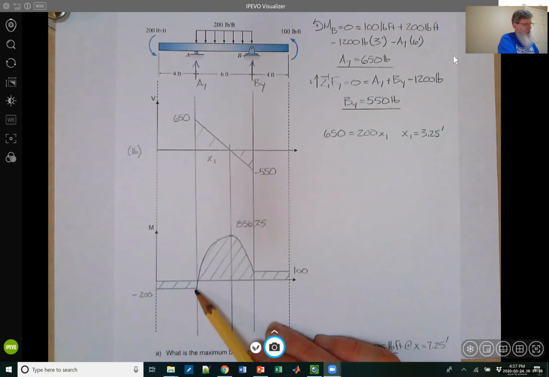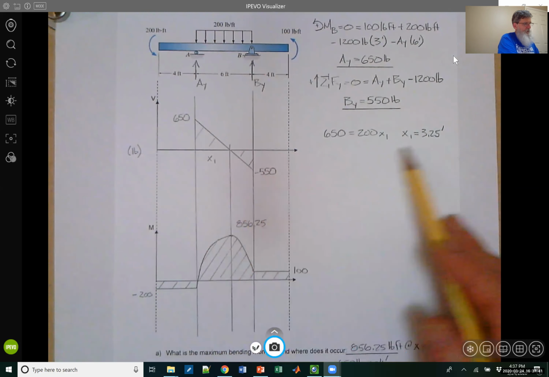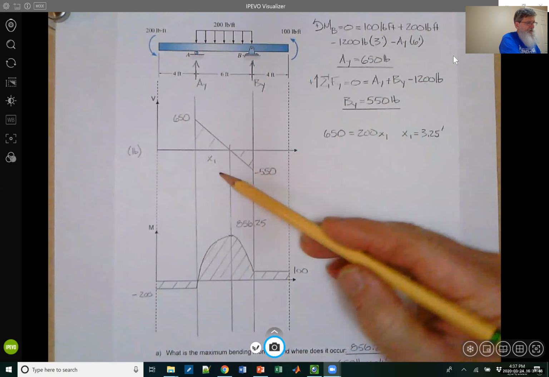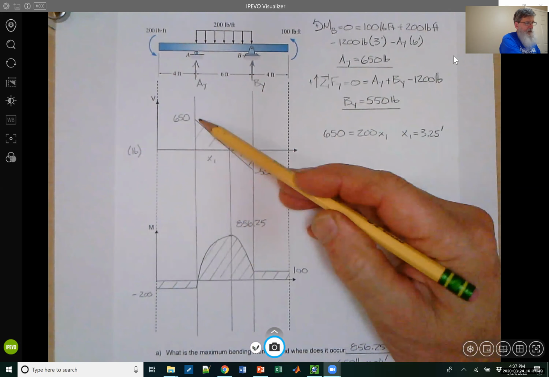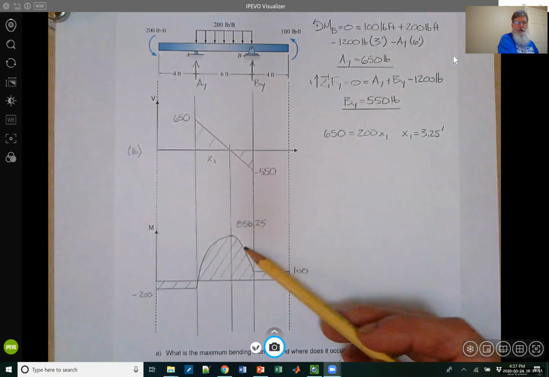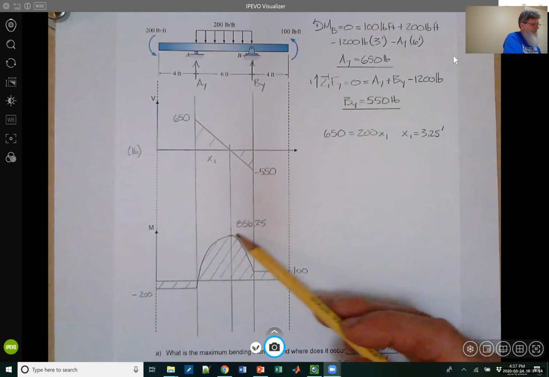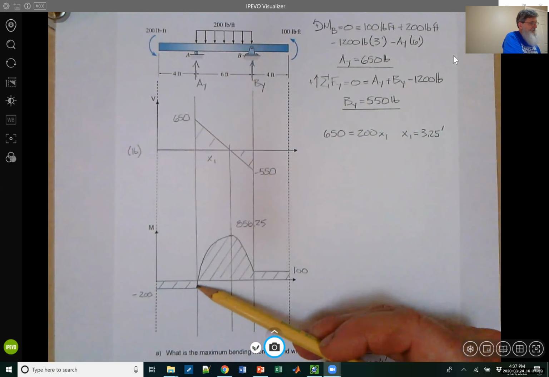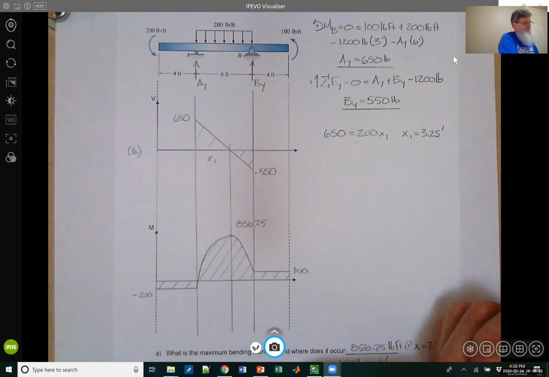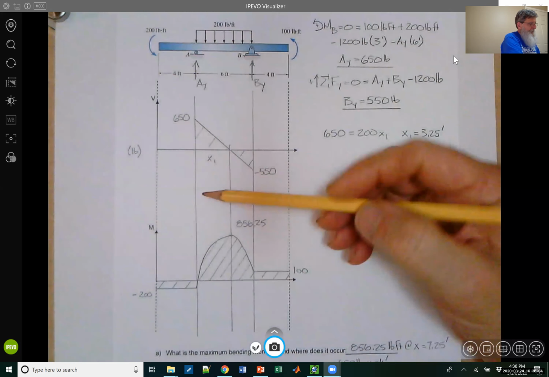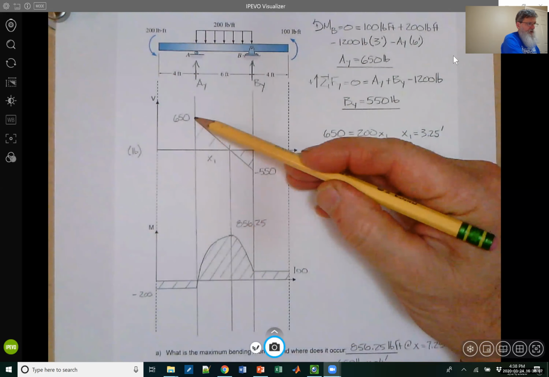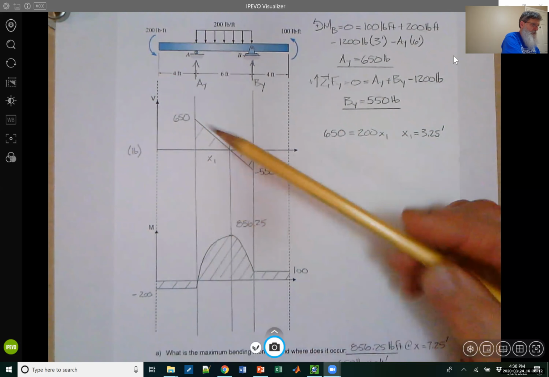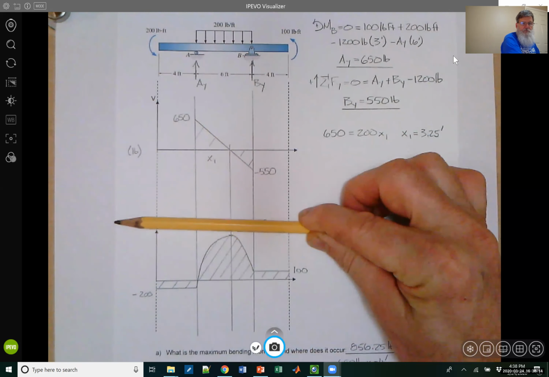Now the change in moment over the next distance, which is x1, 3.25, is this area. It's a triangle, 1/2 base, 3.25, times height, 650. I got 856.25 positive change. Well, I'm sorry, added to negative 250 gives you 856.25. The slope of this curve starts off at a large positive slope and decreases to 0. So there's my large positive slope getting all the way to 0 slope right at the top.